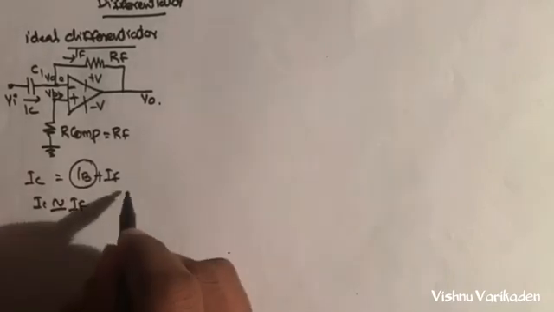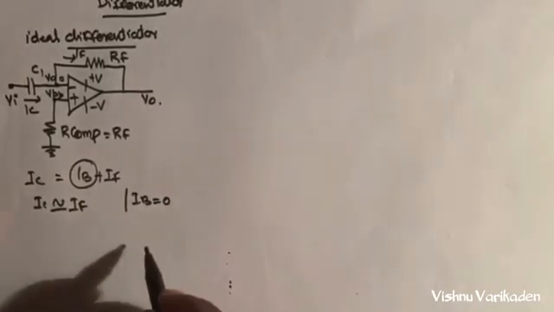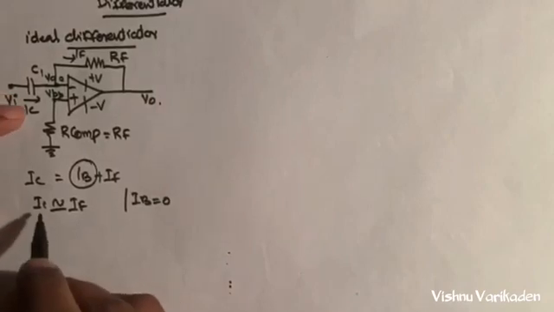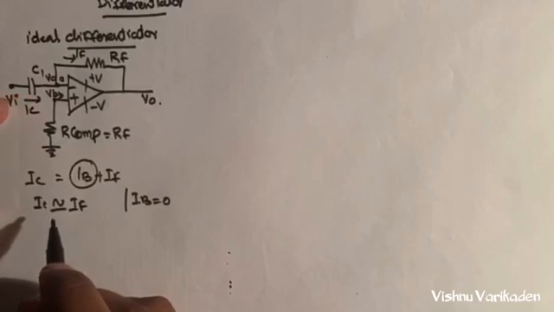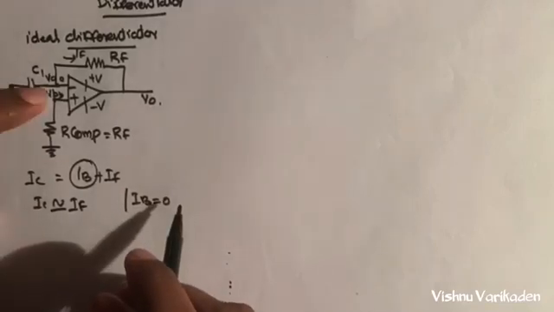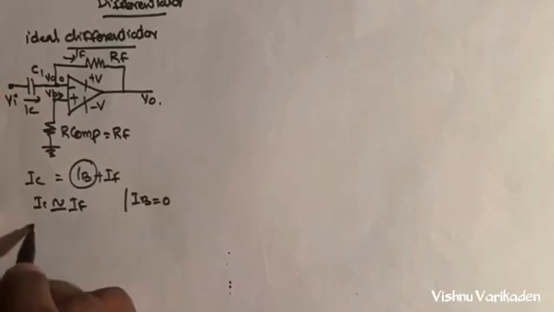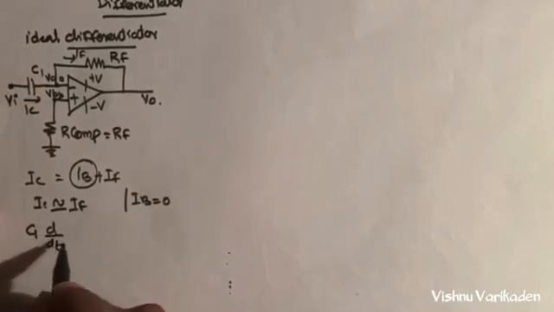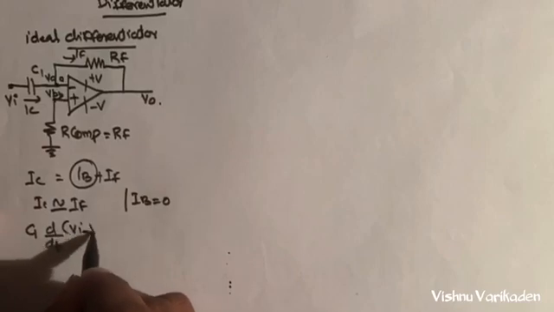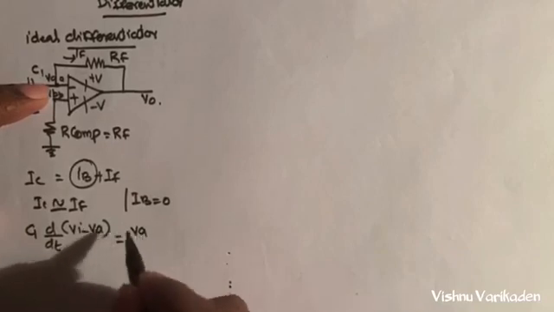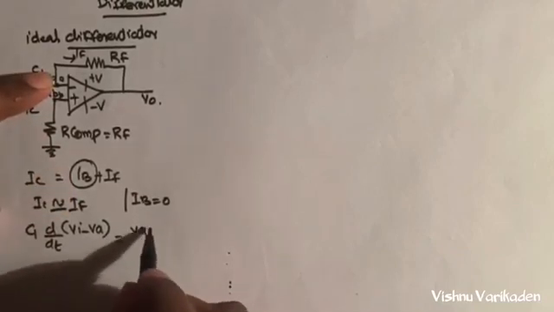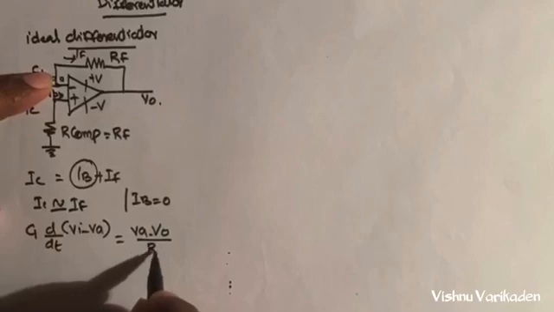So IB equal to 0. So we can write the IC component. IC is the capacitor current, so basically C into d by dt of the voltage. In the case of the capacitor, there are two terminals, one is VI and the other one is VA. So we can write C1 d by dt of VI minus VA, and that is equal to IF, that is VA minus V0 by RF.